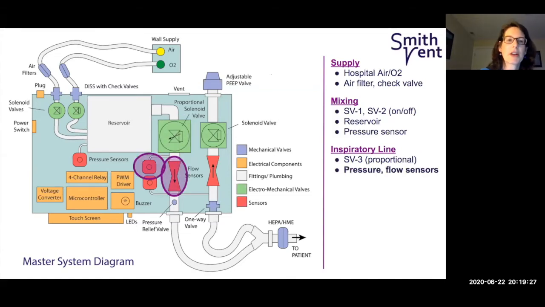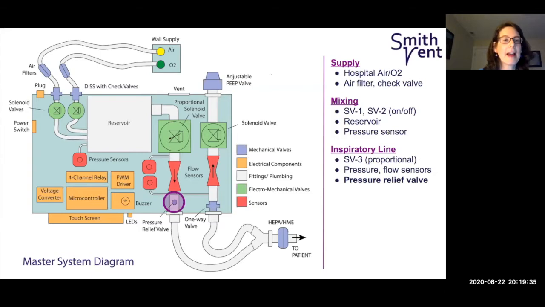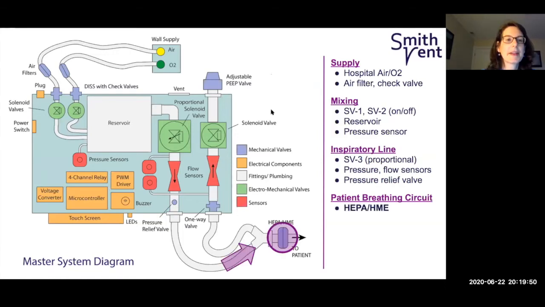The inspiratory line also has a pressure sensor and a flow sensor, and we use that data to control the proportional solenoid valve, as Neilani will discuss later. And the last component on the inspiratory line is a pressure relief valve, which is an additional safety measure to limit the airflow pressure going to the patient. The airflow then exits the ventilator and travels through the patient breathing circuit.